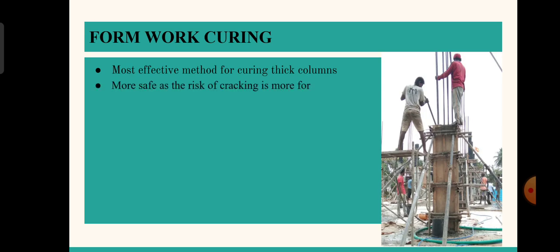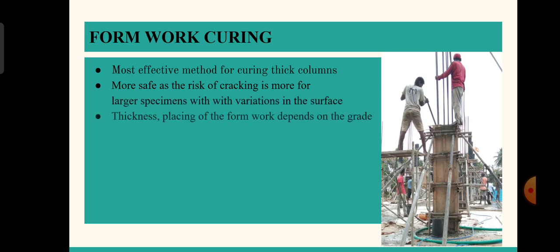So you opt for this type of curing method when there is a risk of cracking due to the heat of hydration in the larger structures. Due to the variation of concrete surface temperature, this type of curing is safer. So therefore, formwork curing is adopted for larger dimensional structures. The thickness and placing of formwork depends on the grade of concrete and the thickness of the column also.